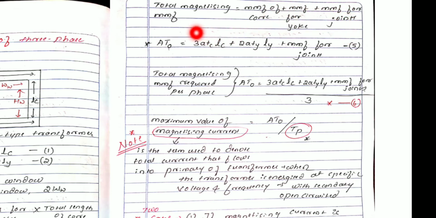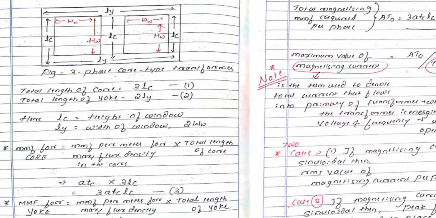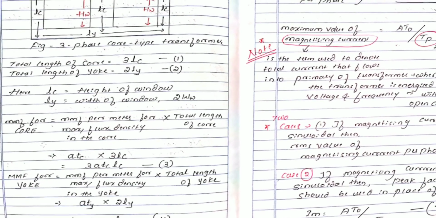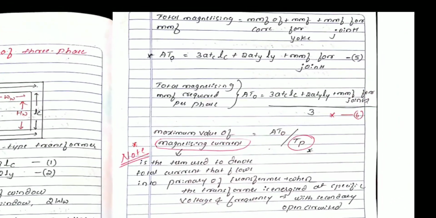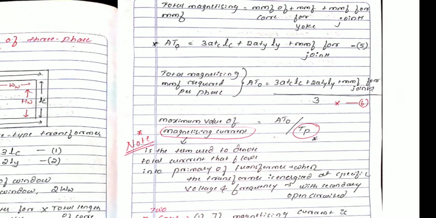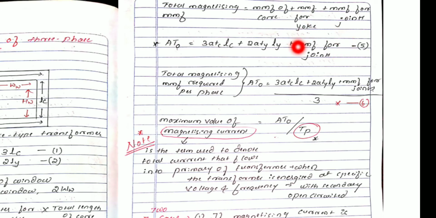The total magnetizing MMF at no load, how will we represent it? MMF means ampere turns at no load. So the MMF for the core, how much do we get? 3 ATC LC, see equation 3 here. Then the MMF for the yoke is 280 Ly, see equation 4. That is what I had substituted here. Then the MMF for the joints I had written as it is.